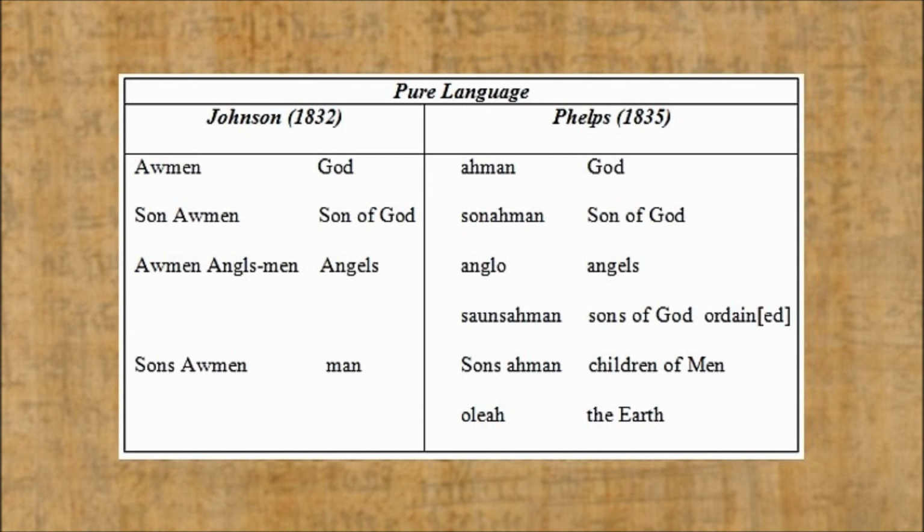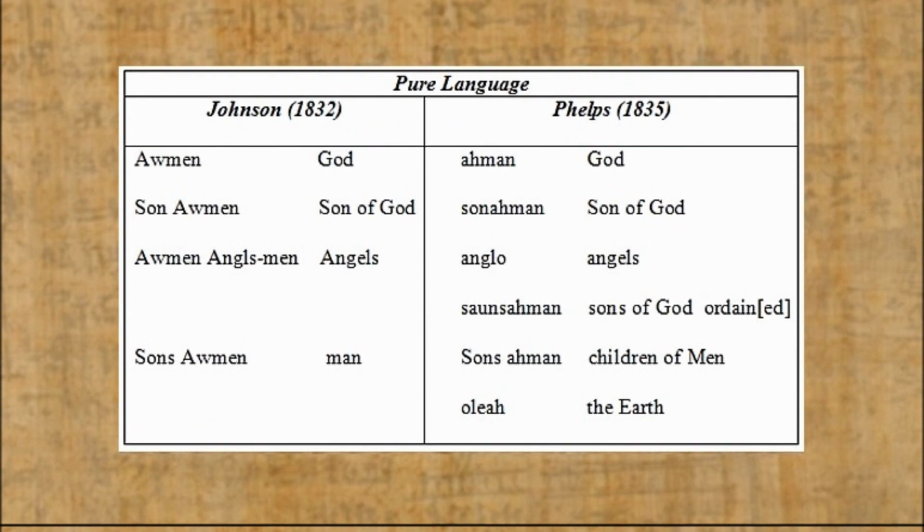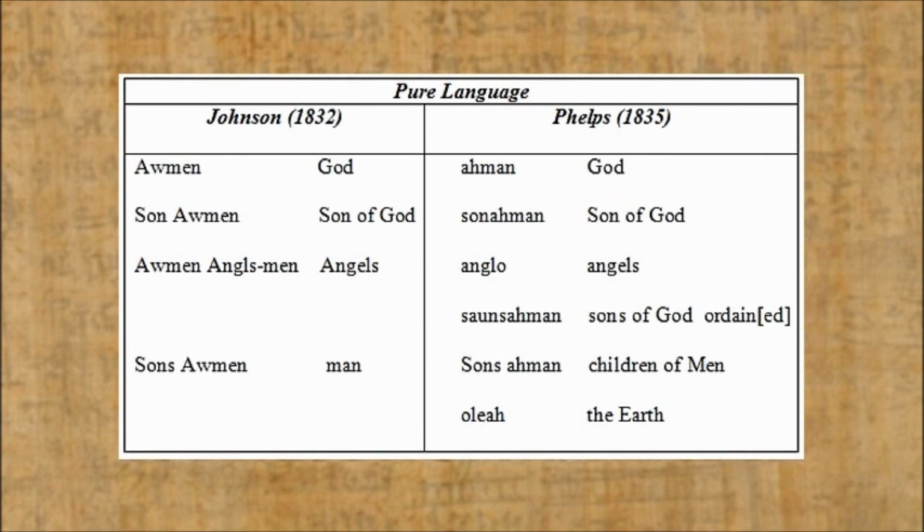About the time Phelps wrote his letter to his wife, Smith had revised an earlier revelation and added a discussion about the high and patriarchal priesthoods being handed down from Adam through a direct line of ordinations until Noah, which was said to have been recorded in the book of Enoch and would be testified of in due time. So it is probably more than coincidence that Phelps's copy of the pure language also added a reference to the sons of God being ordained.